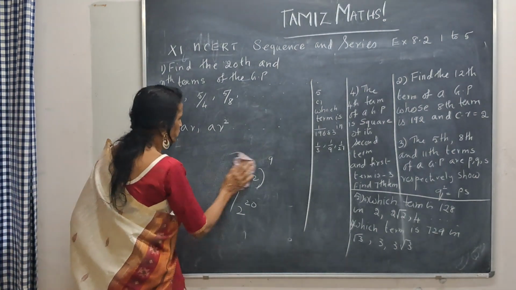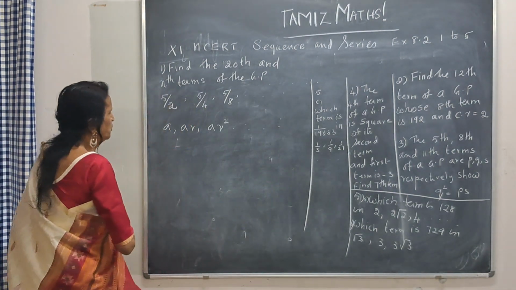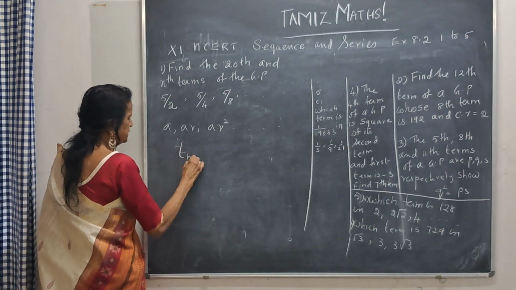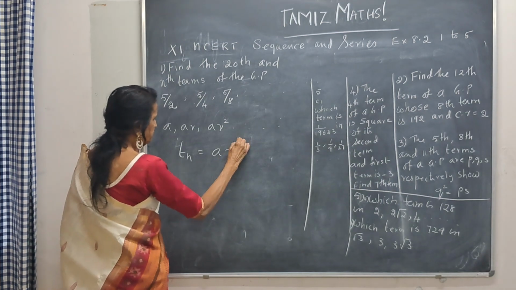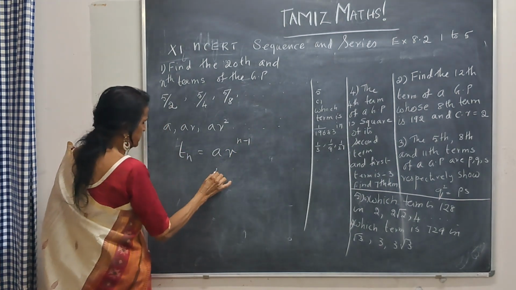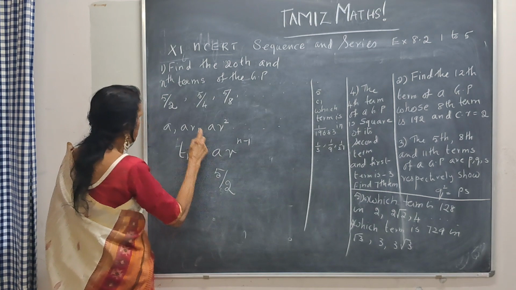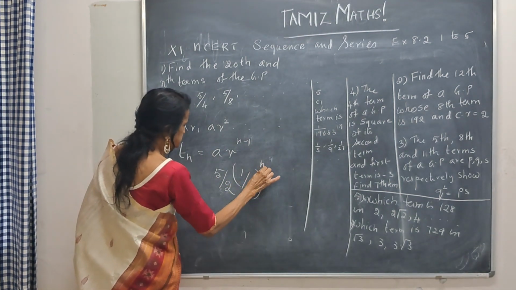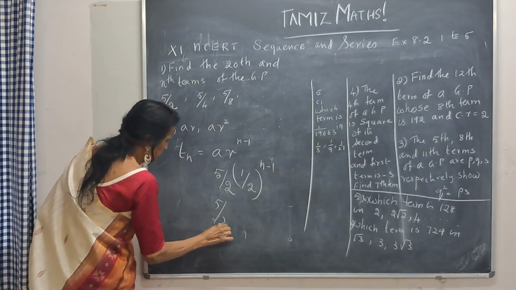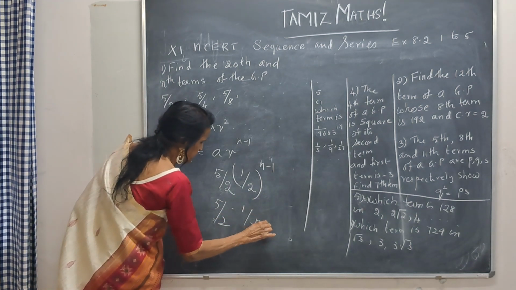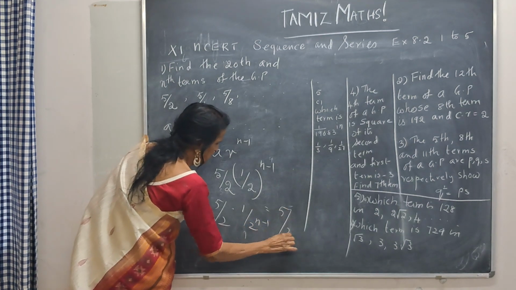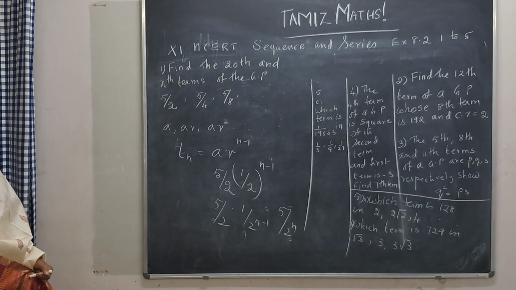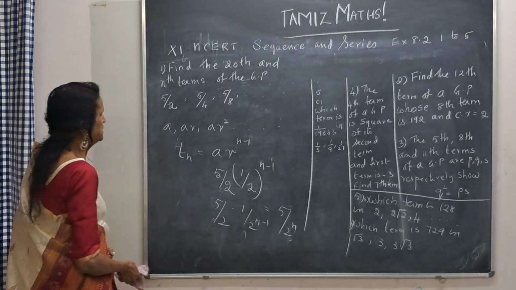Next we go for Tn. Tn will be ar power n minus 1. A is here 5 by 2, r is here half, power n minus 1. This is 5 by 2 into 1 by 2 power n minus 1. That is 5 by 2 power n. So the nth term will be 5 by 2 power n. This is regarding problem 1.